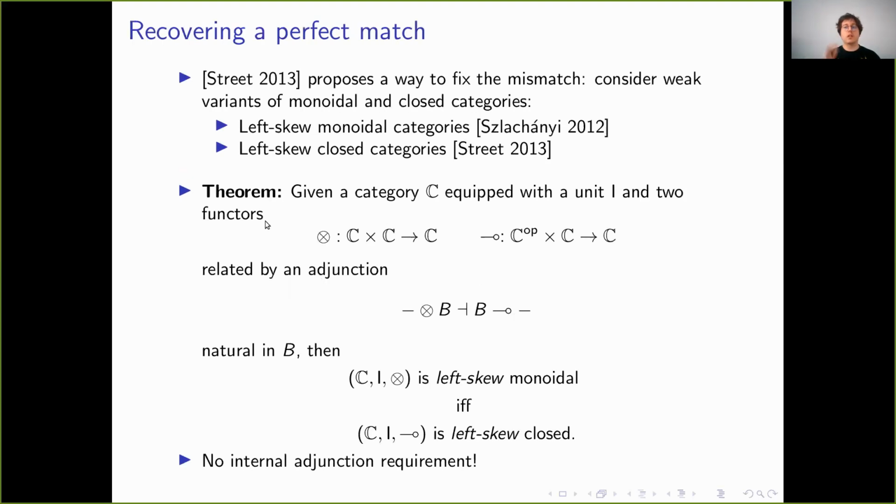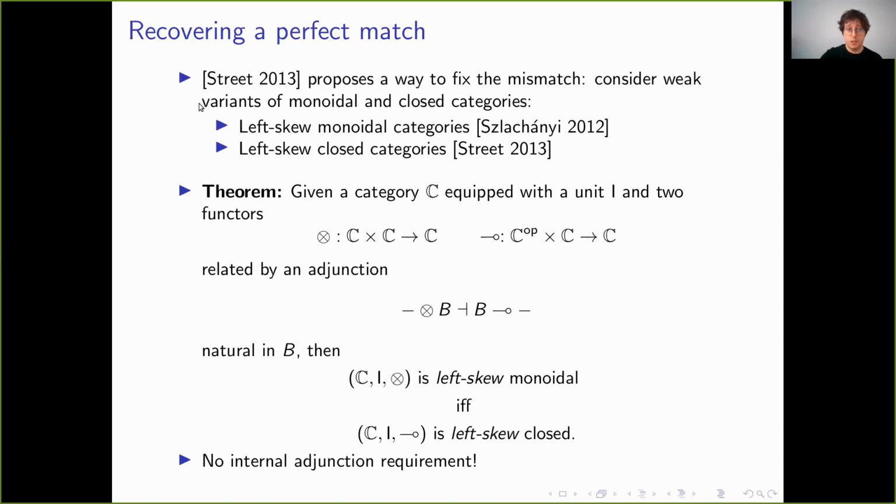But Ross Street started looking at this mismatch. Let's call it a mismatch. The fact that there is something in the definition of monoidal category that is not matched by anything in the definition of closed category. So Ross Street started looking into this mismatch, and noticed that it is possible to fix it if one considers categories with less structure. So in the definition of a monoidal closed category, there's too much structure. If you remove part of it, then you'll get a good match.